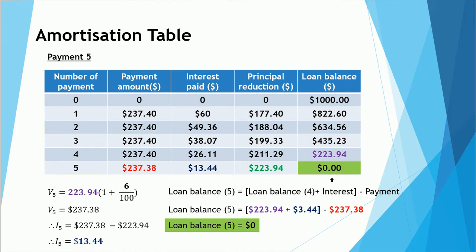Finally, we look at our final payment. We look at this amount here at the end of the fourth. We work out our 6% interest, which gives us a value of $237.38, or an interest of $13.44. Okay, so our loan balance at the end of the fourth year was $223.94. We add on our interest of $13.44, and from that we take away, because of rounding, we only need to take away $237.38, and that will give us a balance of 0.